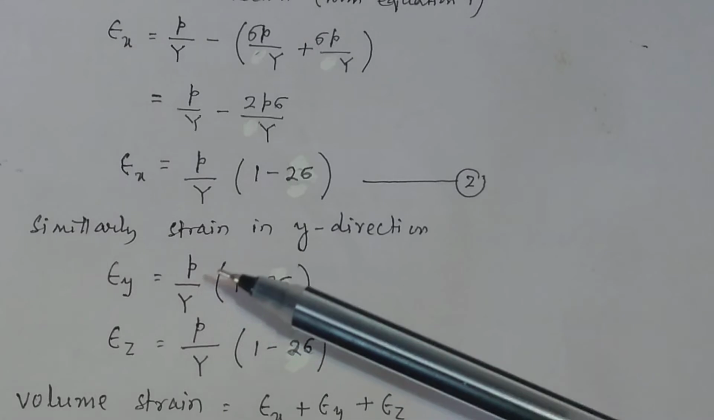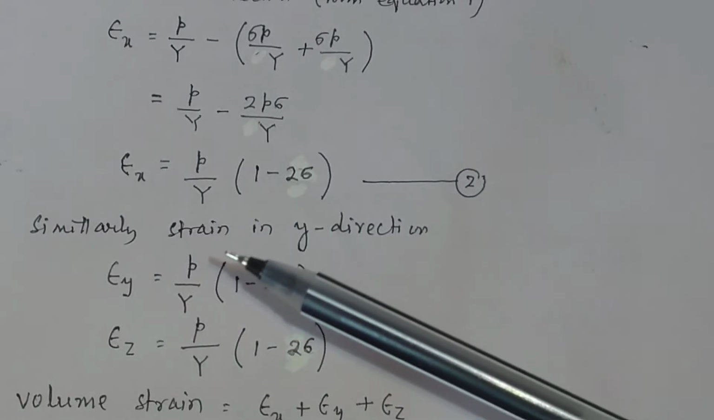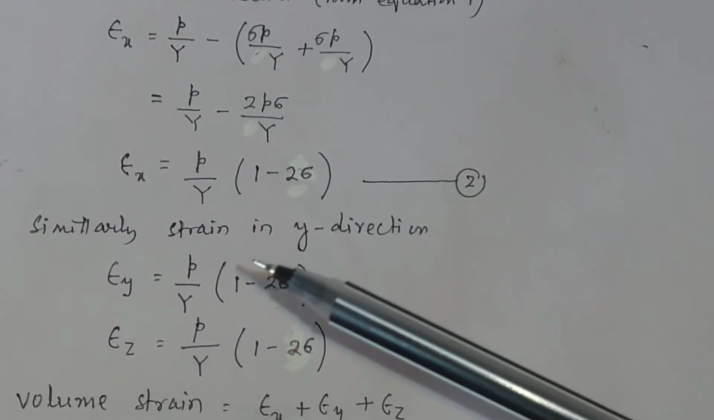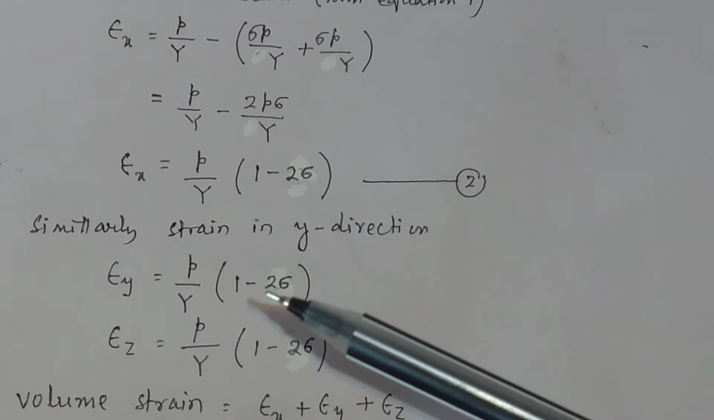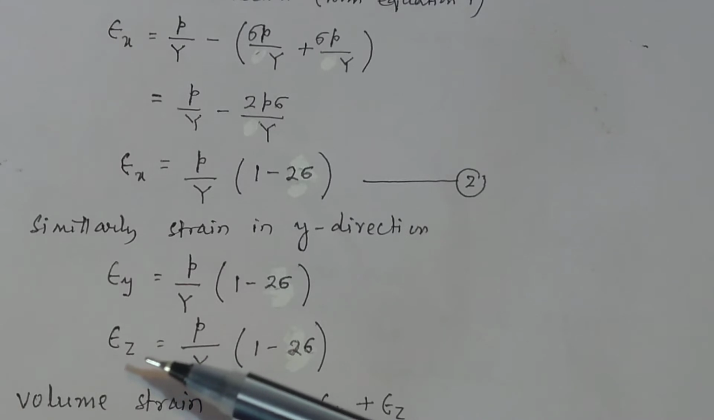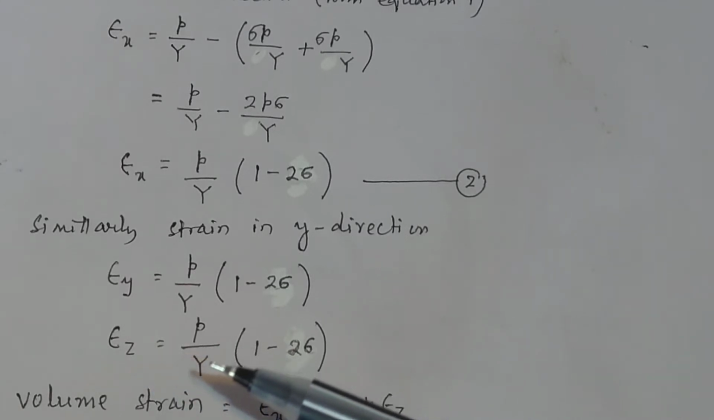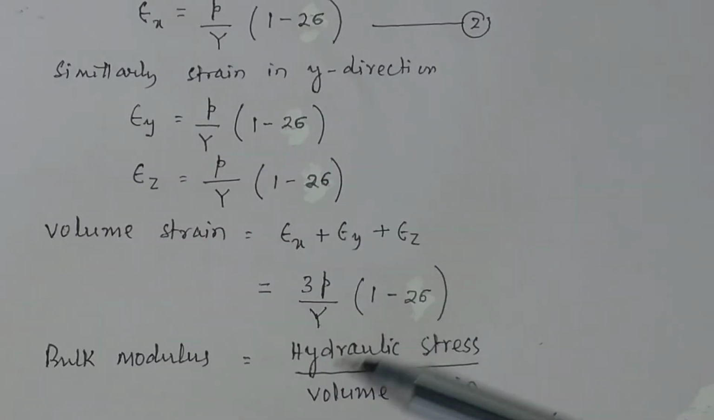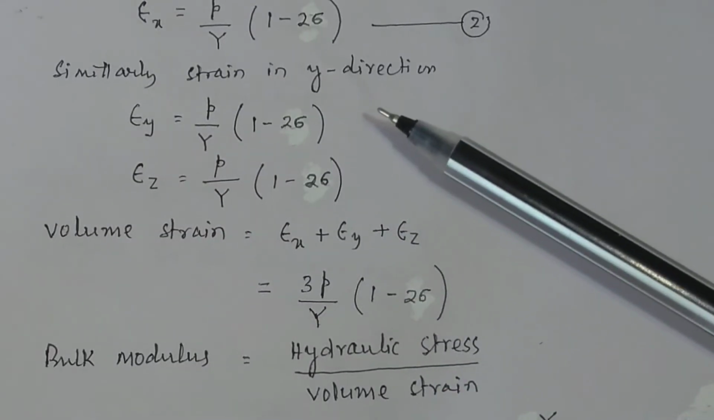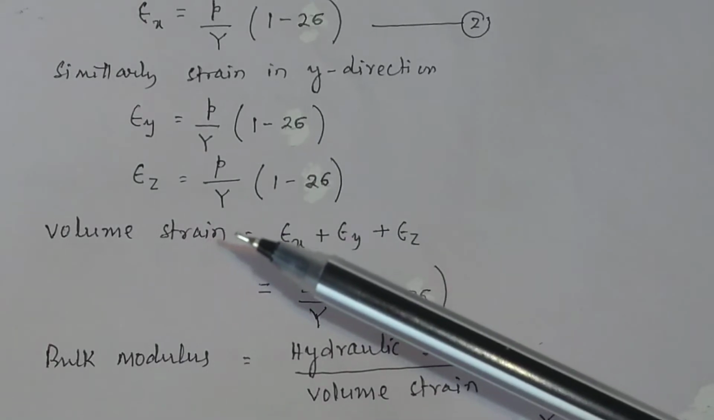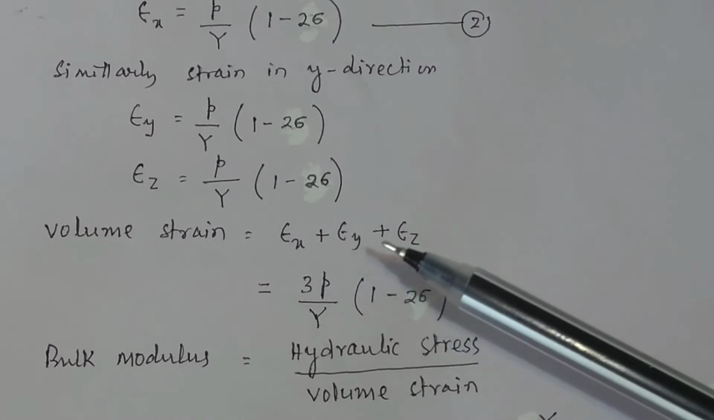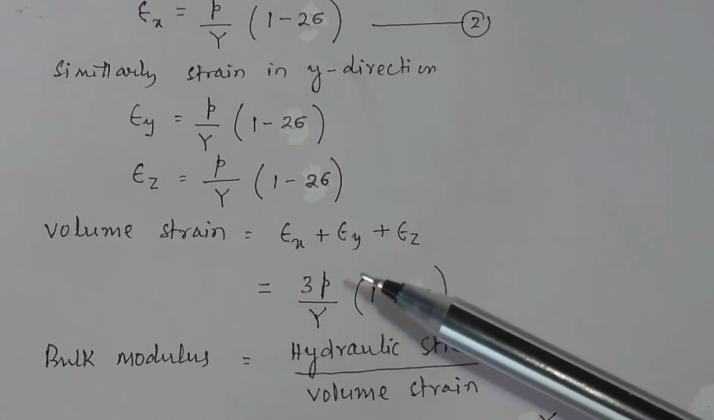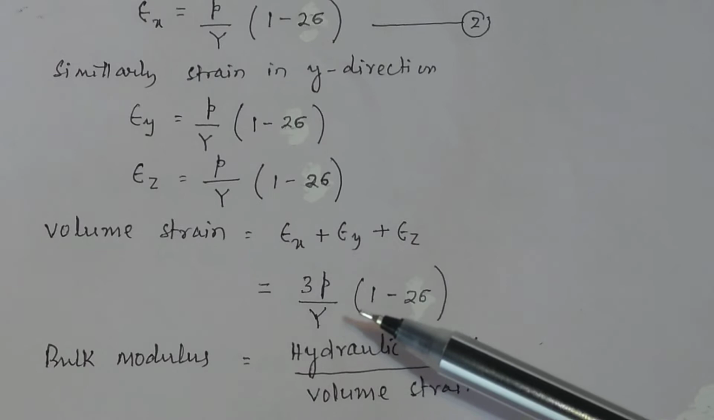Similarly, we can calculate the strain along the y direction, epsilon y, equal to P divided by Y into 1 minus 2 sigma, and the strain along the z direction, epsilon z, is equal to P divided by Y into 1 minus 2 sigma. And the total strain along the x, y and z directions will be equal to the volume strain. So volume strain will be equal to epsilon x plus epsilon y plus epsilon z. So that will be equal to 3P divided by Y into 1 minus 2 sigma.